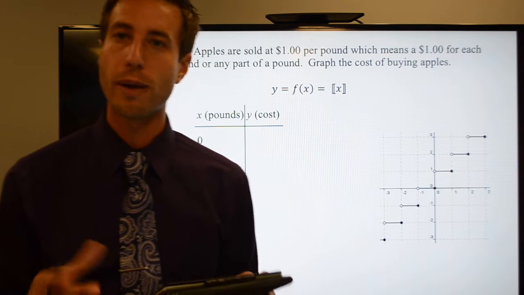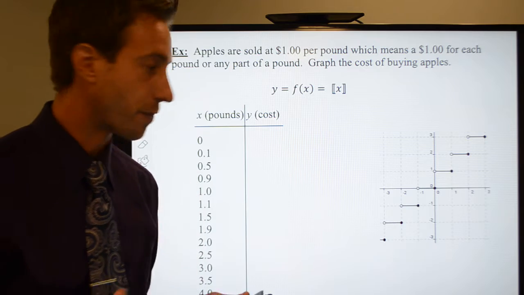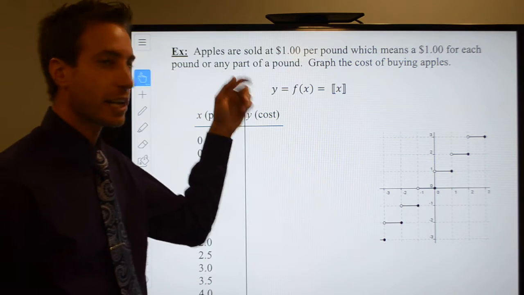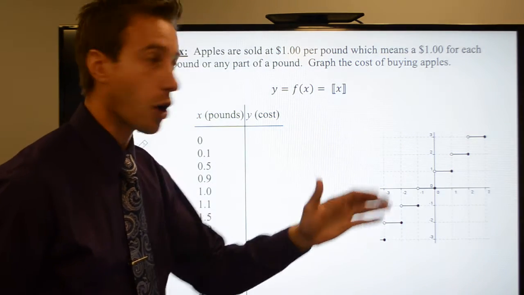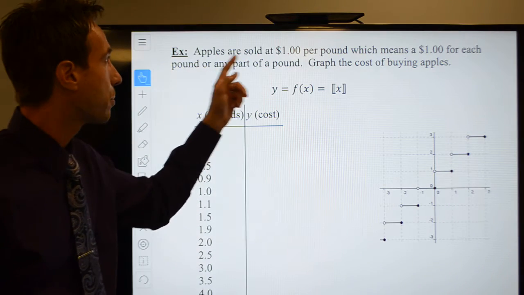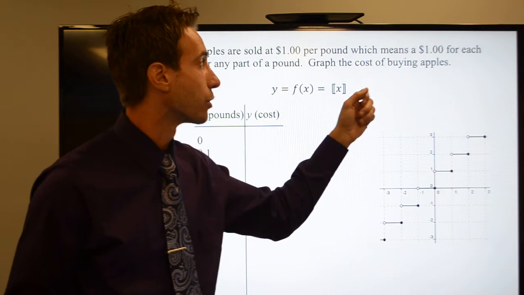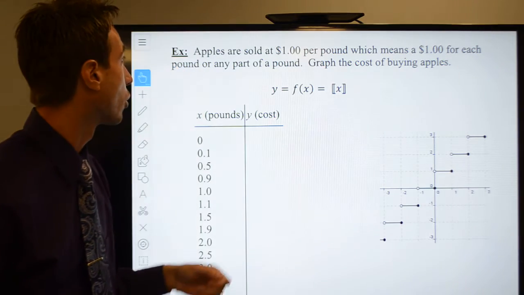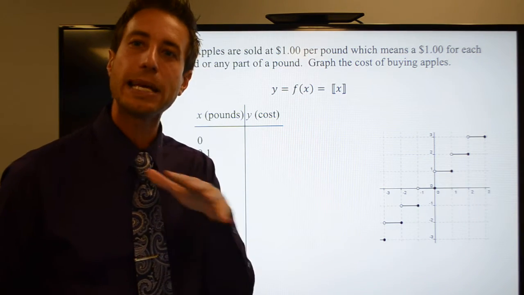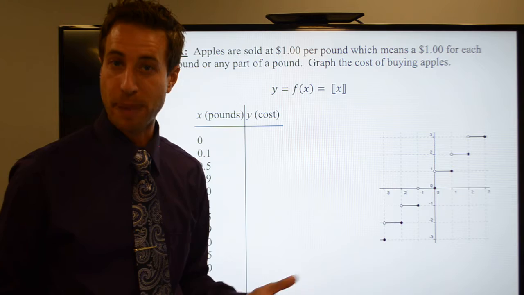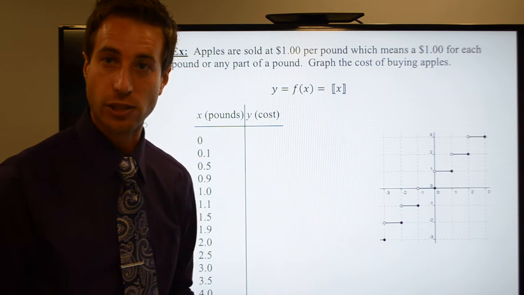What we're going to do is go ahead and practice a greatest integer function. Here's what I've got for you. We go to one of those awesome farmer markets we've got all over in Florida down here, and apples are sold at $1 per pound, which means that you will pay $1 for each pound or any part of a pound. You're going to pay the next dollar, right?